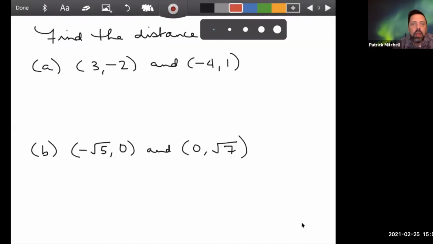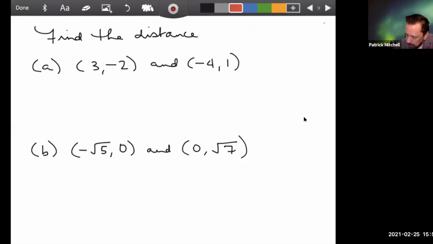And here we go. So first we're finding the distance between (3, -2) and (-4, 1). And I think I just remembered, oh shoot. Okay, that's what I thought. I almost forgot that in this problem, they want an exact distance and also a 3 decimal place approximation.